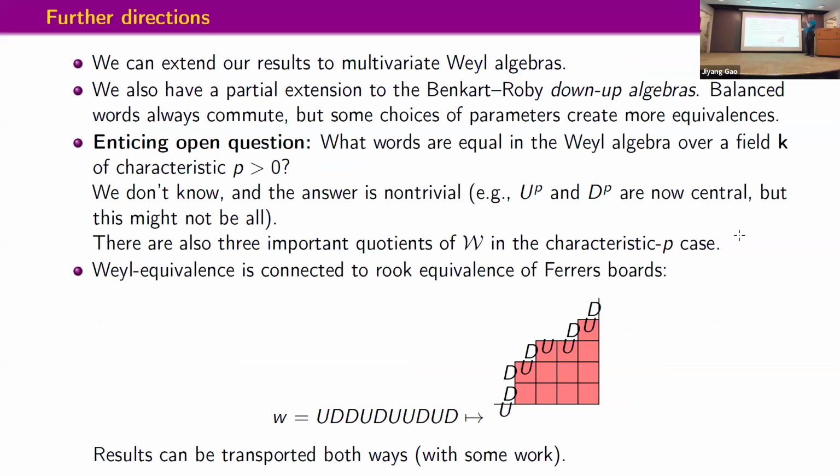So the further directions we have is we can extend our results to multivariate Weil algebras. We have actually a partial extension to one of the other algebras in my career, which is when I worked with Georgia Benkart on down-up algebras. Balanced words always commute, but with some choices of parameters, you can get more equivalences. And an enticing open problem is the question of what happens in characteristic p, where you have more things that are in the center, like u to the p and d to the p are now in the center.